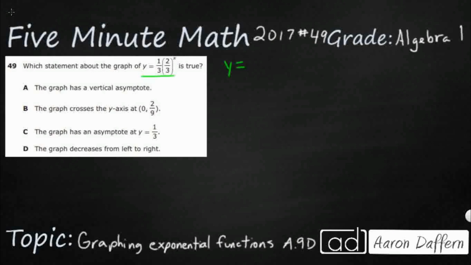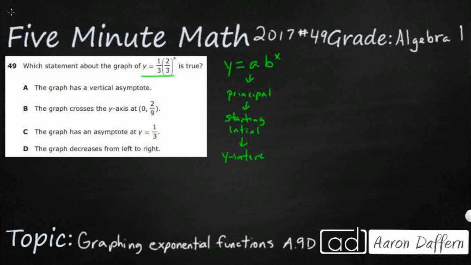y equals a times b to the x. So this a tells us many things. If we were dealing with investments and compound interest, it would be your principal. If we are dealing with population growth or anything like that where something is either growing or getting smaller, we're just dealing with your starting amount or your initial amount. But it also has a very nice feature: this is also the y-intercept.